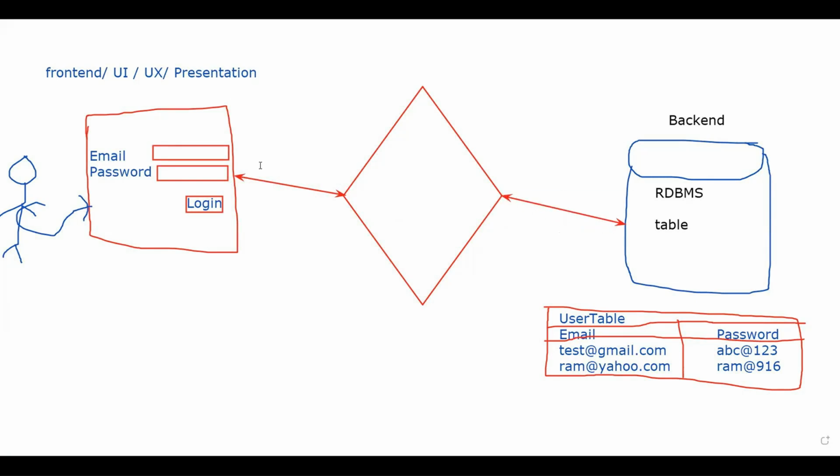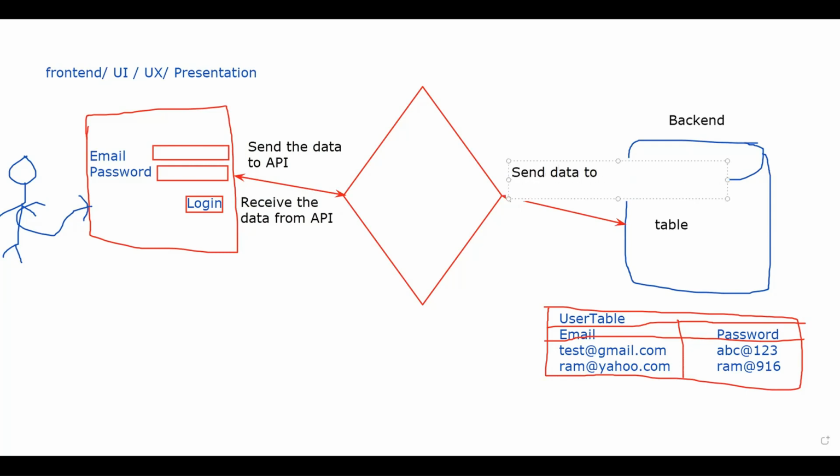So what will happen now? Once we submit or send the data to the API, this is while sending, and receive the data, this is while fetching. Similarly, send data to the database, and from the database, receive data from the database. This is how your application is going to interact.